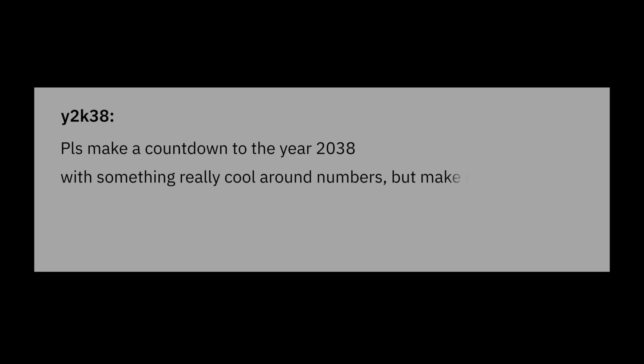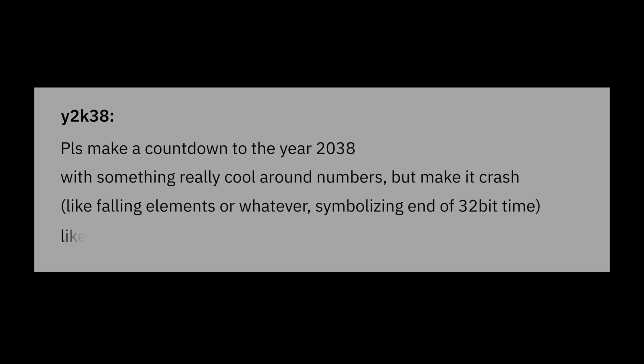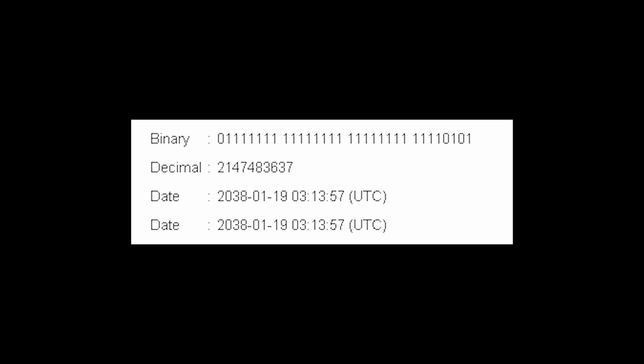Y2K38 said, please make a countdown to the year 2038 with something really cool around numbers. Make it crash like falling elements or whatever, symbolizing the end of 32-bit time like a game you could not win. The year 2038 bug is a bug that makes old 32-bit computers not be able to show the time after 3:14:07 a.m. January 19th, 2038.